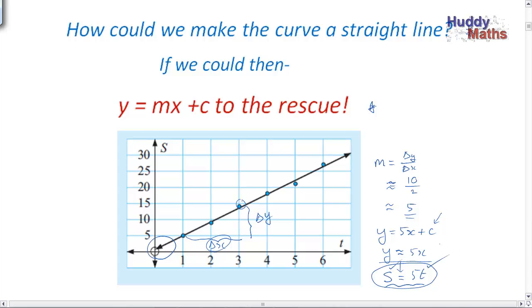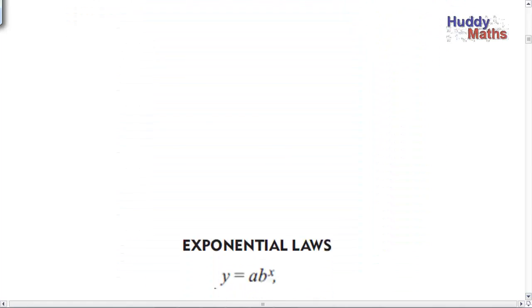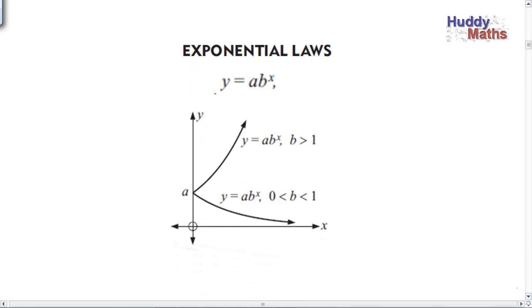All right, so if we could make it a straight line, we could use the same ideas as before, including technology. So let's have a look at these functions. And the first one we might look at is the exponential function, where we have some number, a base, raised to a power. So an exponential law or function is where the variable is in the exponent position.